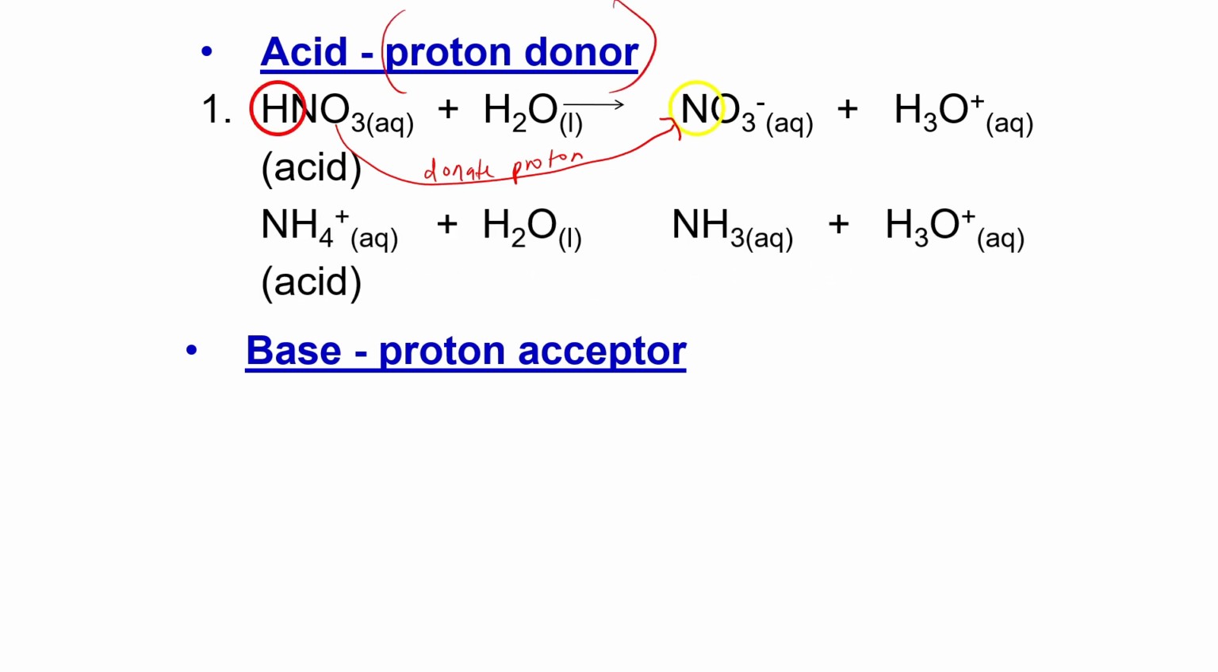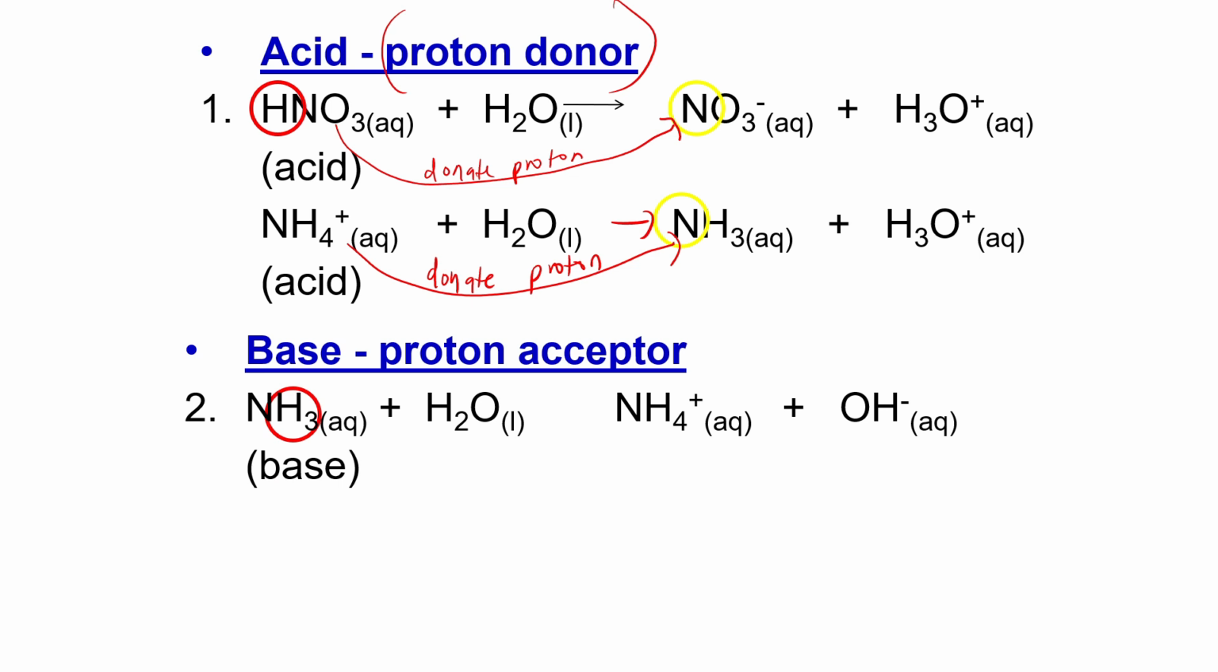Okay, same goes untuk NH4+. So NH4+ compare dengan produknya ialah NH3. So ini ada 4 hidrogen, ini ada 3 hidrogen, meaning hilang juga satu hidrogen. Donate proton. So dia ialah acid.